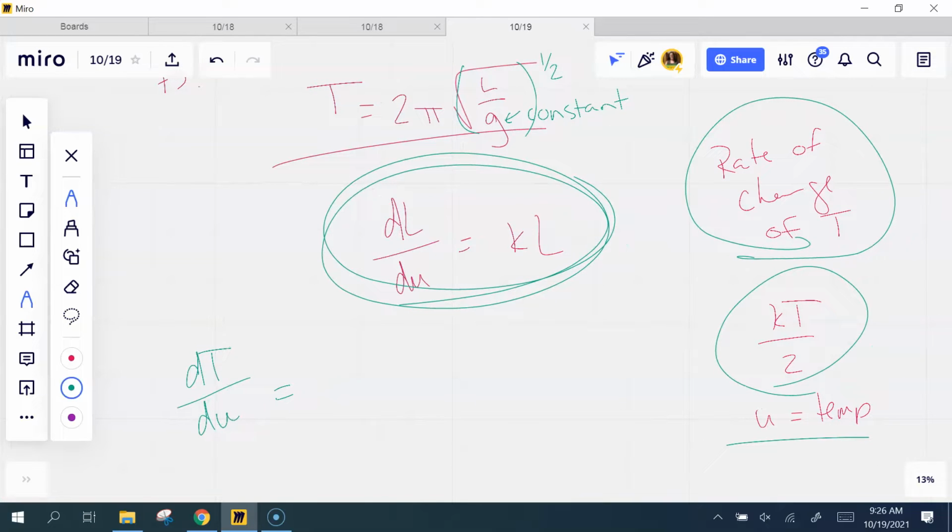And I could actually rewrite this as 2 pi times 1 over GL to the 1/2. Would that make sense? G is a constant and it's not a variable. So if it's a constant, let's say it's 5, then that would be like saying 1/5 times L.